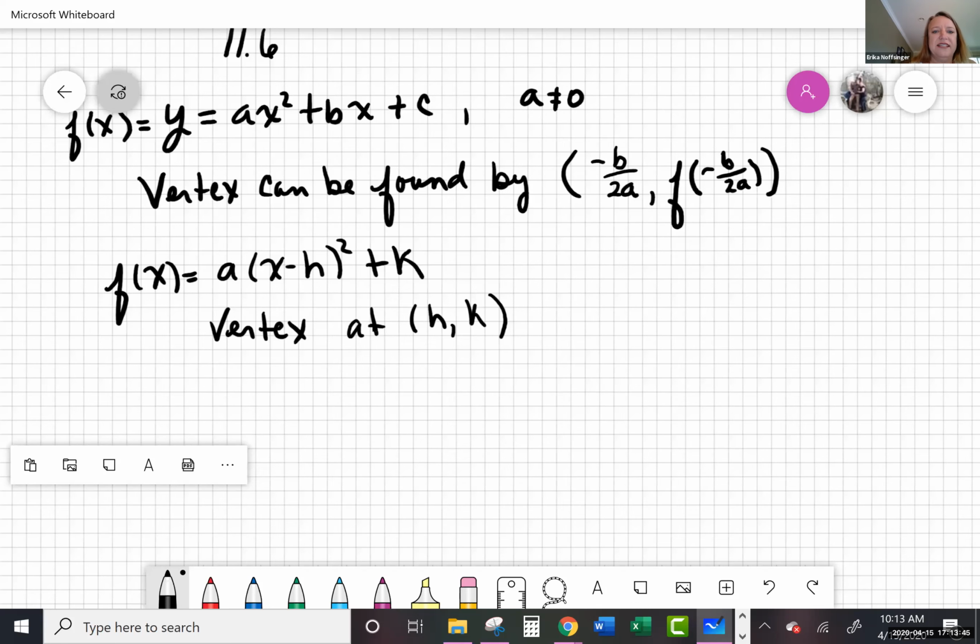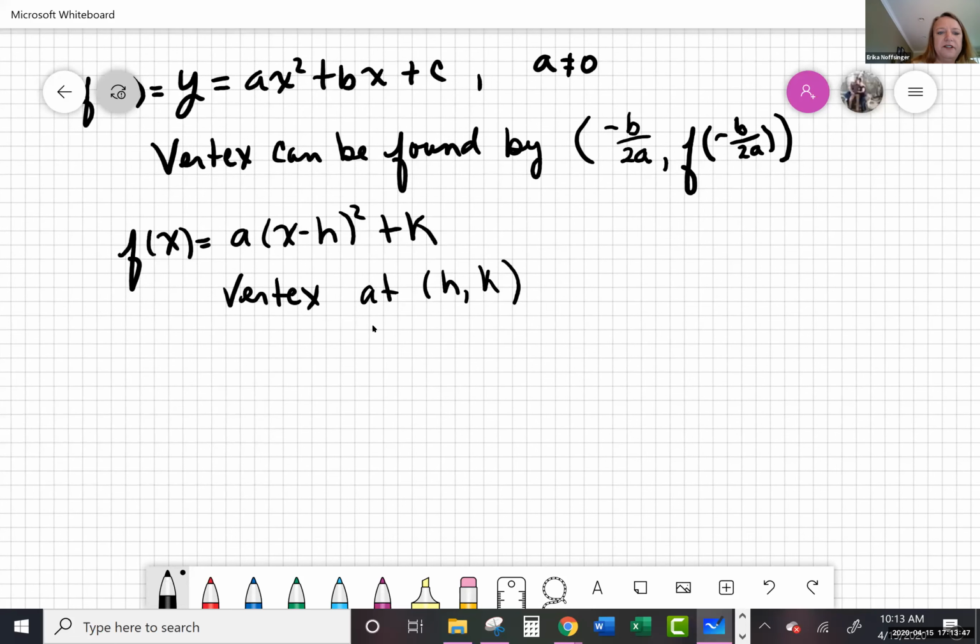Okay, so let's look at an example where it's not in vertex form, where it's given to us in standard form, and say f of x is equal to negative 2x squared minus 5x plus 3.